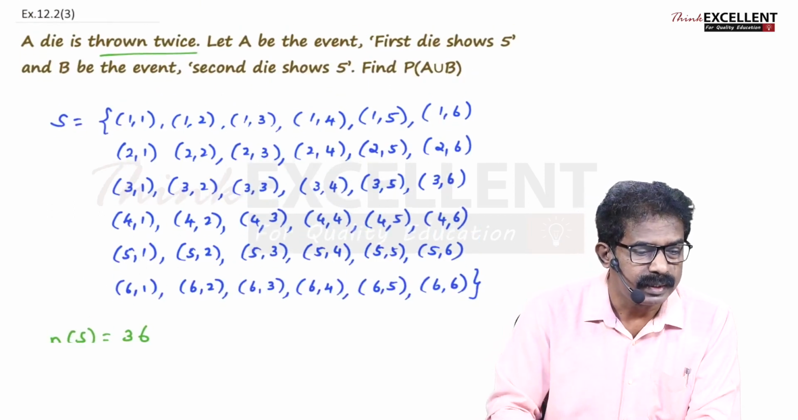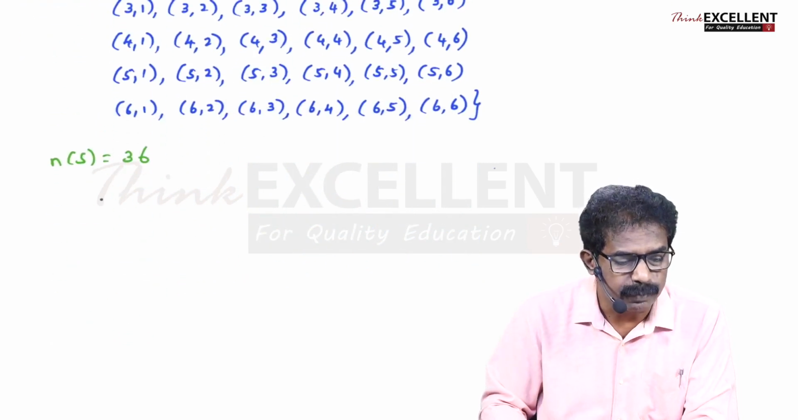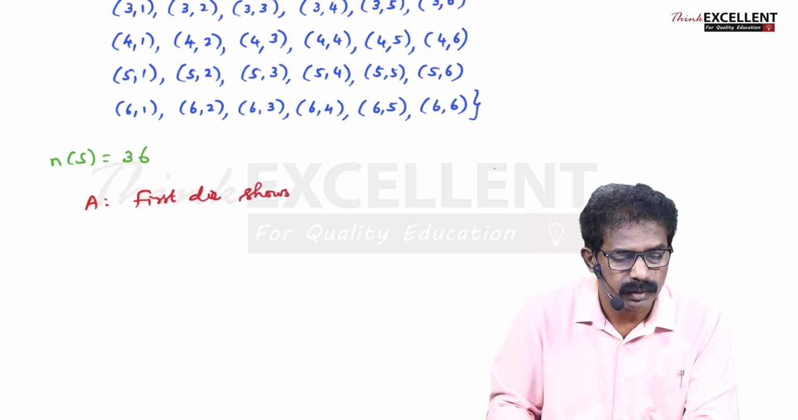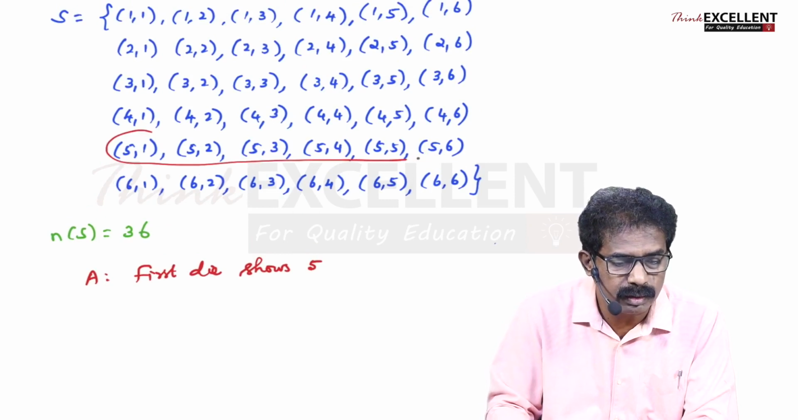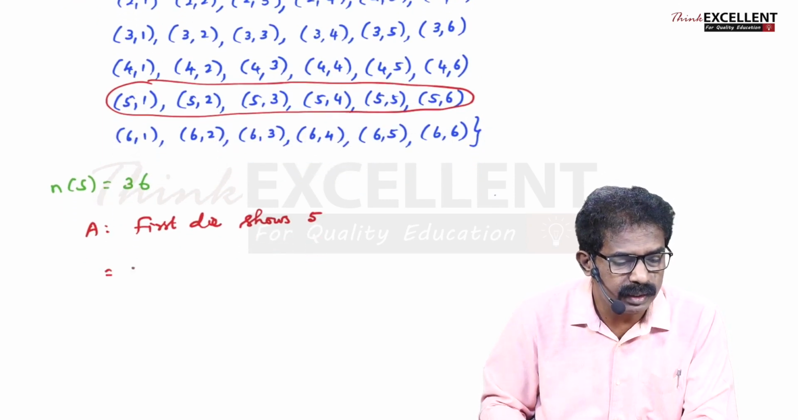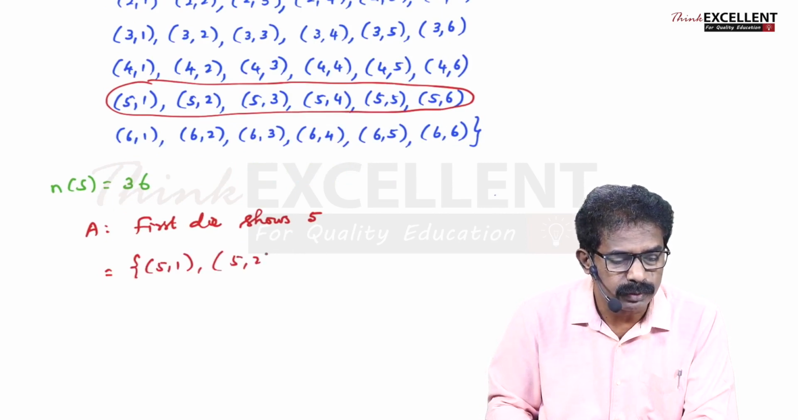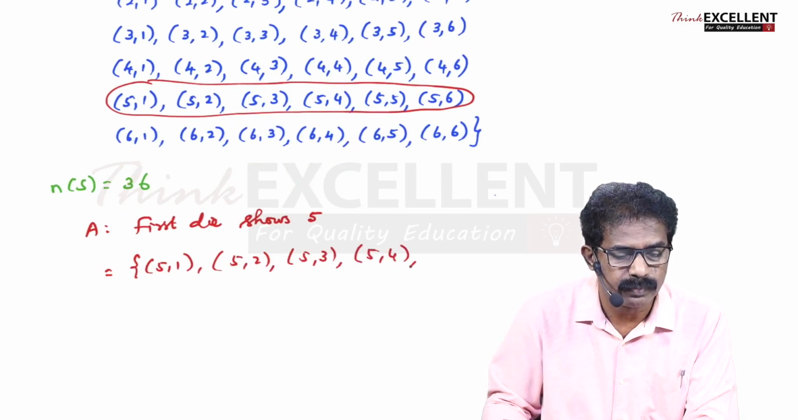Now listen, let A be the event: first die shows 5. So all these will come, right? So in this case you are getting 5, 1, 5, 2, 5, 3, 5, 4, 5, 5, 5, 6.